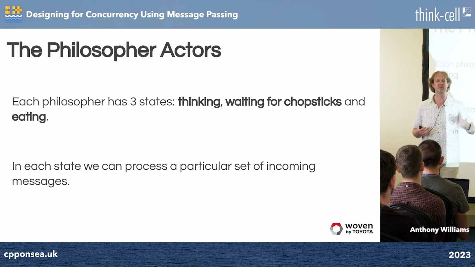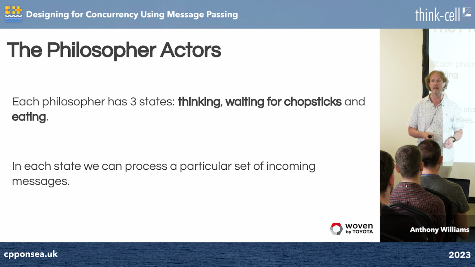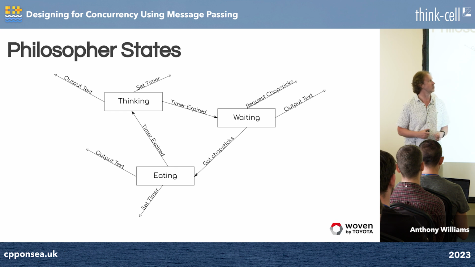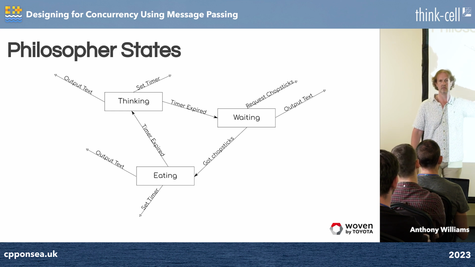So for the philosophers themselves, our philosophers have 3 states. They are either thinking or eating or potentially waiting for some chopsticks so that they can eat. And in each of those states, we're going to process the appropriate set of messages. So in our thinking state, the only thing that we have to worry about is has our timer expired to say that we're done thinking.